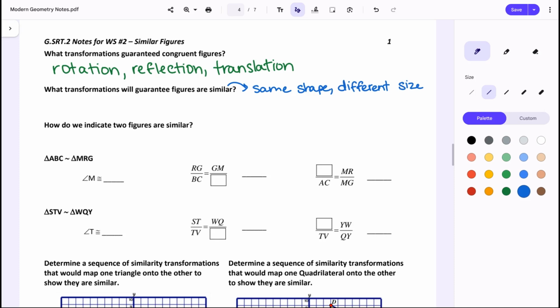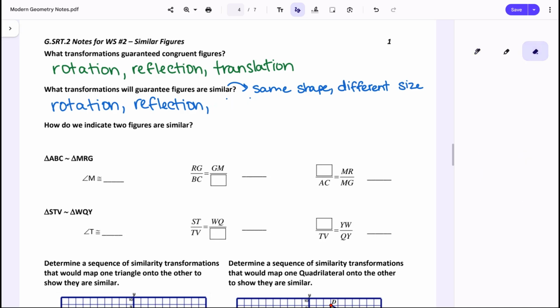So really when you were doing just a reflection or just a rotation, you could have thought, well, I did dilate it, but it's a scale factor of 1, so there was no change that occurred. So these 3 things would still allow me to make similar figures, and now we can also include dilation in our list. So I'm just going to repeat writing these 3 terms down, but then we're going to add on dilation. Whoops, I skipped translation.